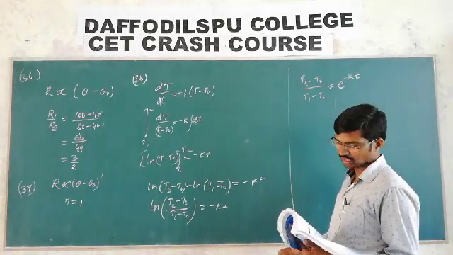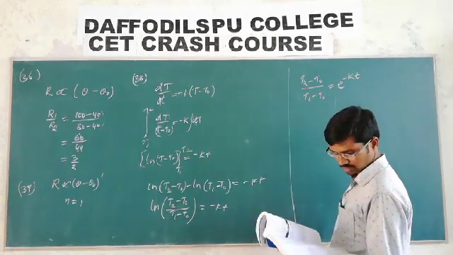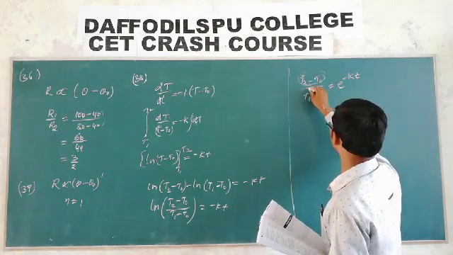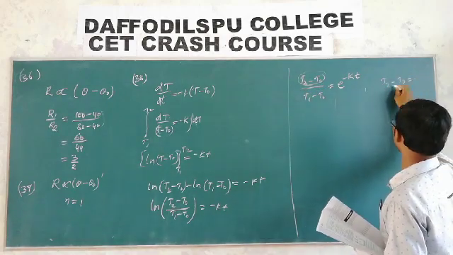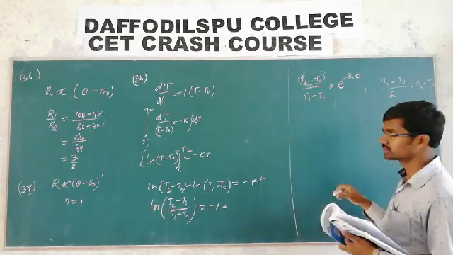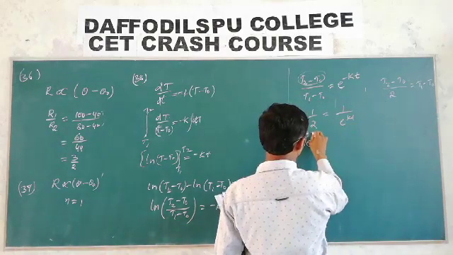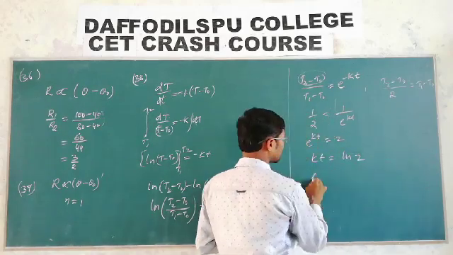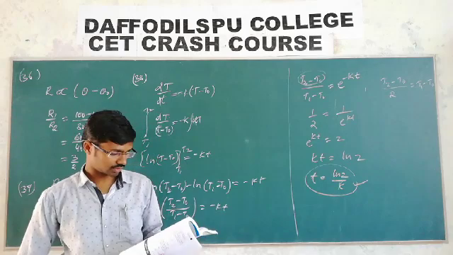e power minus t. In terms of analogy we can take e power, but remember what this value is. T1 minus T naught is half of this one, T1 minus T naught for this half. Then 1 by 2 is equal to 1 by e power kt. So e power kt is equal to 2. Then kt is equal to ln 2. Then t is equal to ln 2 by k, which is the first option.